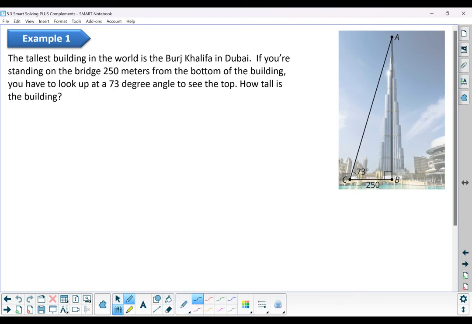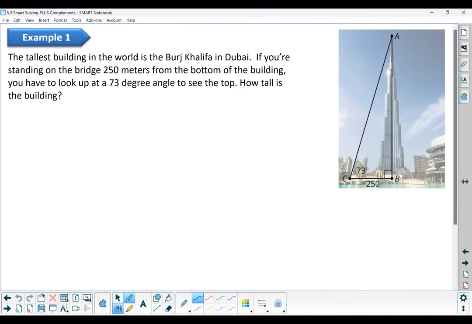So this first problem, we have the tallest building in the world, the Burj Khalifa in Dubai. So it's a very, very tall building. If you are standing on the bridge about 250 meters away from the bottom of the building, you have to look up at a 73-degree angle to see the top of the building. So we've got a 73-degree angle there. Our question that we want to answer is how tall is this building? So we want to figure out the height. I'm going to call that x on my little picture over here.